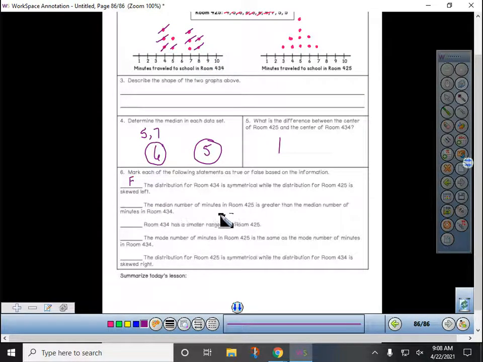let's look here. The median number of minutes in room 425 is greater than the median number of minutes in 434. What is the median in 425?